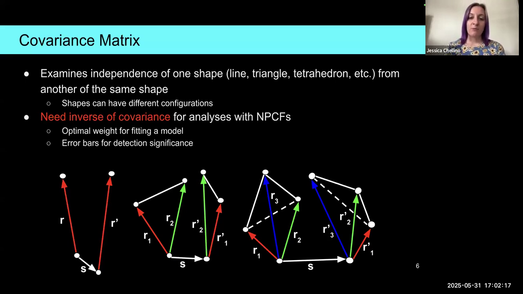Now, throughout this talk, I'm going to use a convention where one shape will have side lengths that are unprimed, and the second shape will have side lengths that are primed. And in each case, we're talking about the separation s being the distance between these shapes.